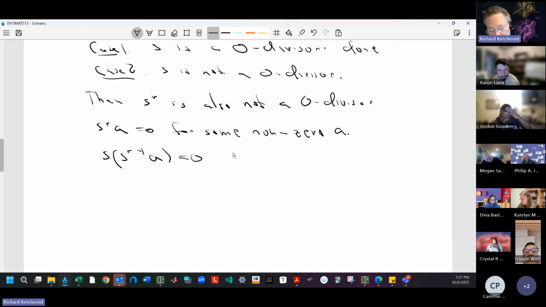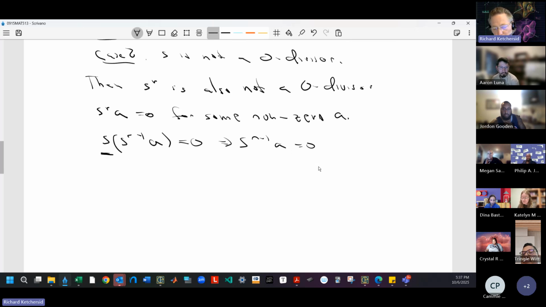All right. But then what is that telling me? S is not a zero divisor, so I can cancel that S. So I get S to the R minus 1 A equals 0. So maybe I need to be a little bit careful and say, let R be sort of the least thing, so that S to the R equals 0. So sort of backtracking. Actually, do I need to do that? It's kind of an induction thing that I'm doing here.